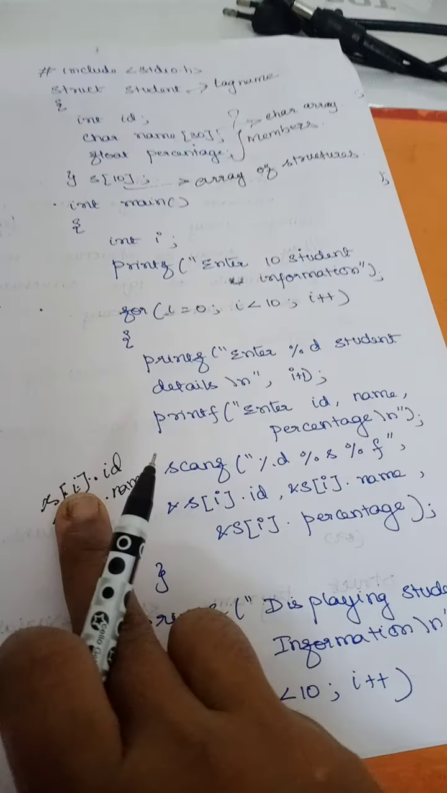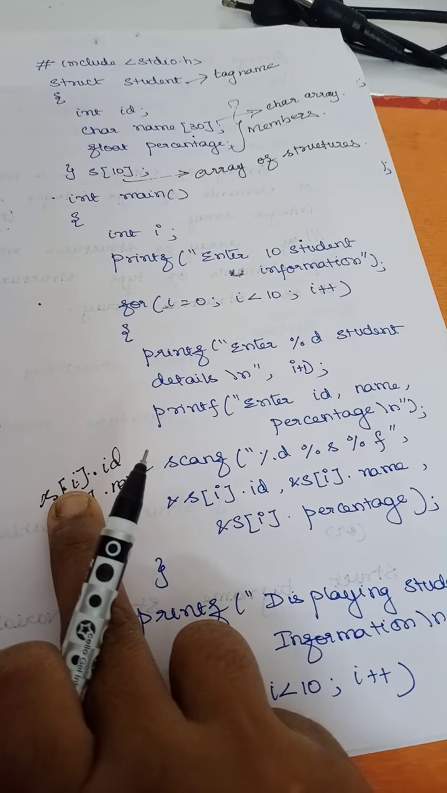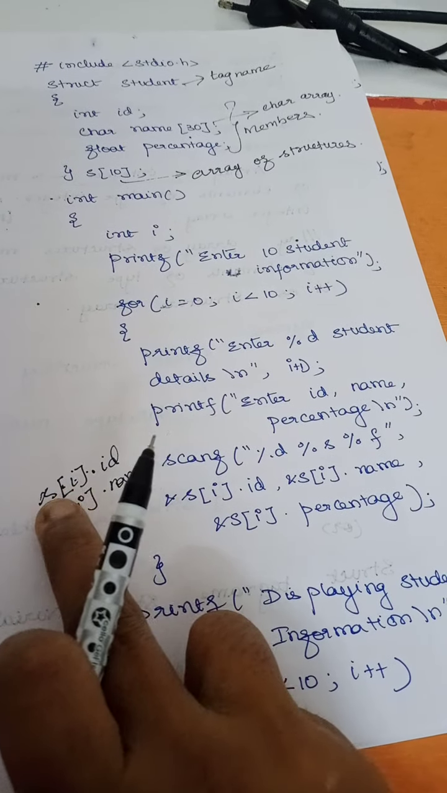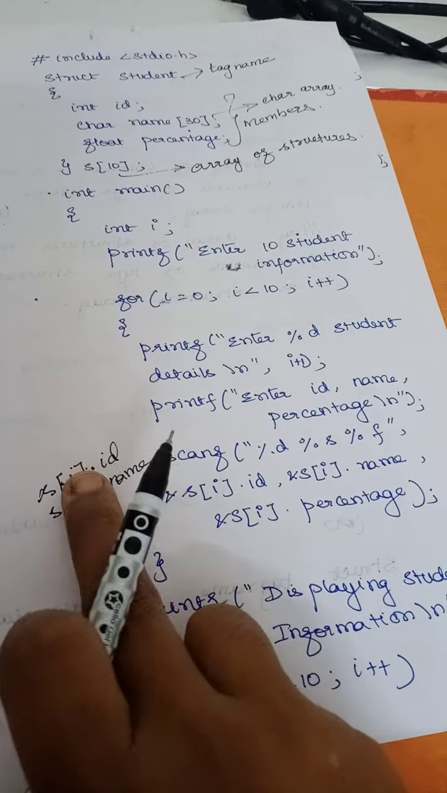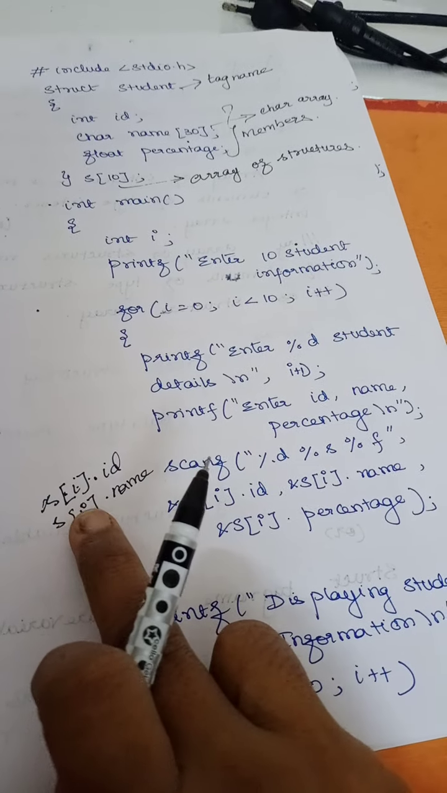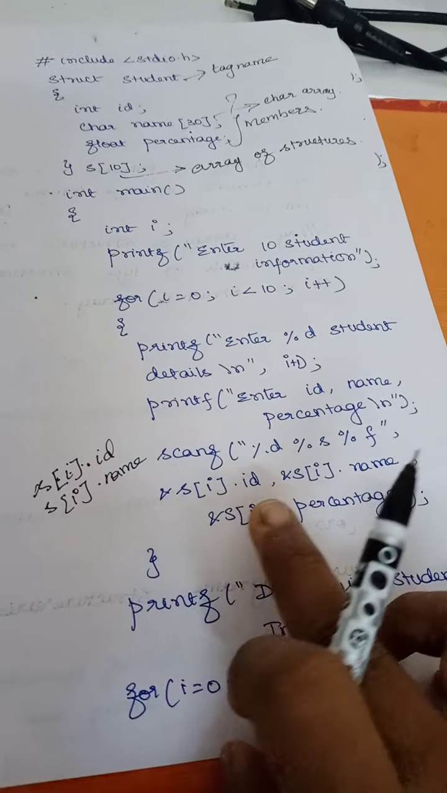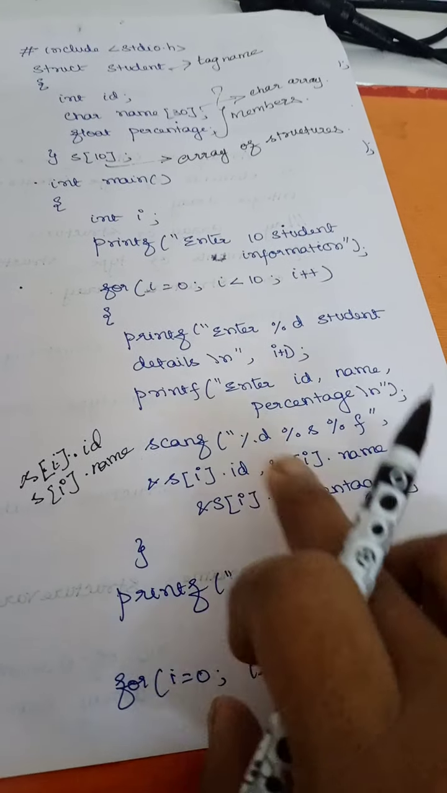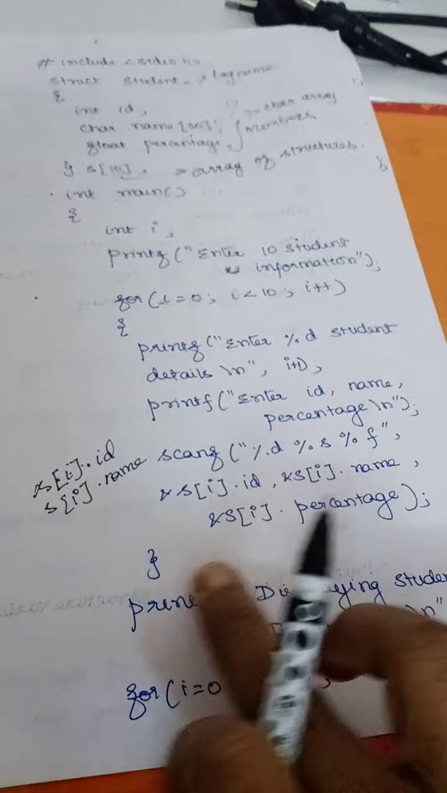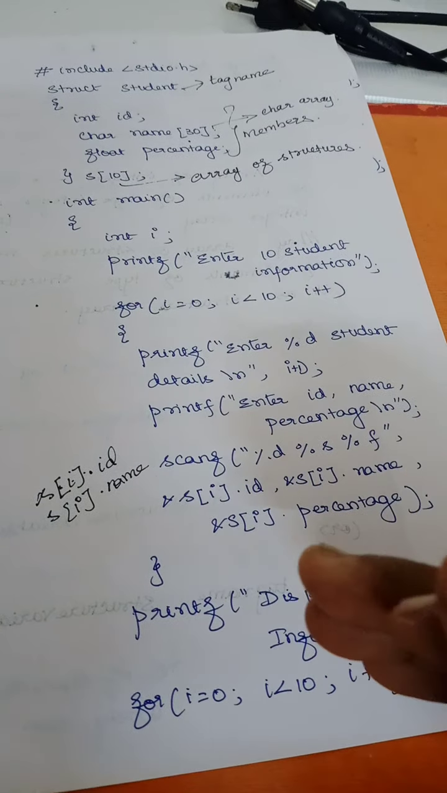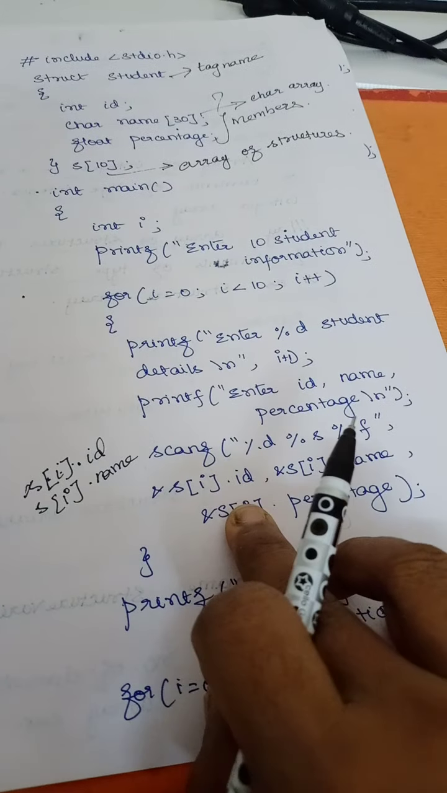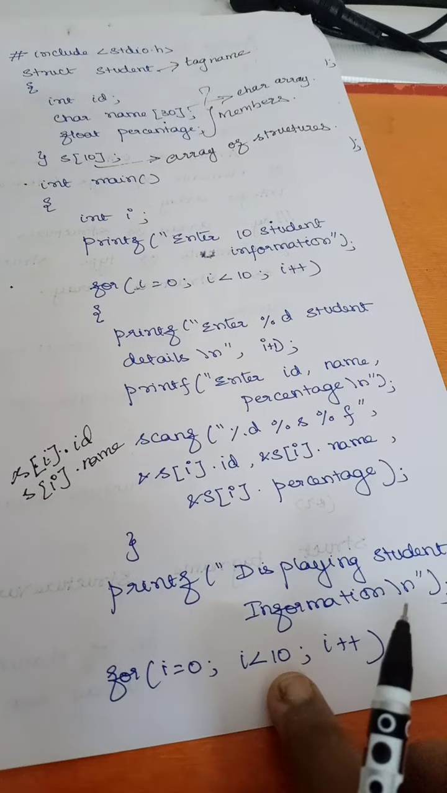Right, so the structure variable here is going to be an array of structures, so I need to mention an index. So s of i dot id, similarly s of i dot name. Everything I have read, I am reading it for 10 students: 0, 1, 2, 3, 4, 5, 6, 7, 8, 9. After reading the 10 students' details, I am going to print them.